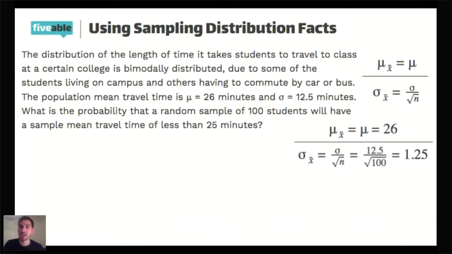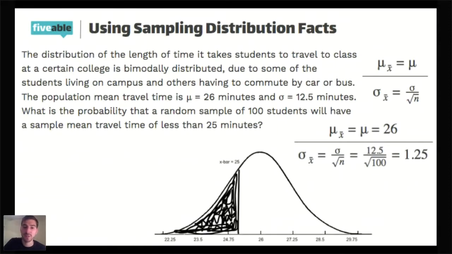But since I just calculated the mean and standard deviation of X bars, and the sample size is big enough that I'm guaranteeing an approximately normal sampling distribution, this question is really asking me to find the shaded area on this graph here. Notice I've labeled a normal distribution with the mean of sample means and counted 3 standard errors, or standard deviation of X bars, away from 26 minutes.